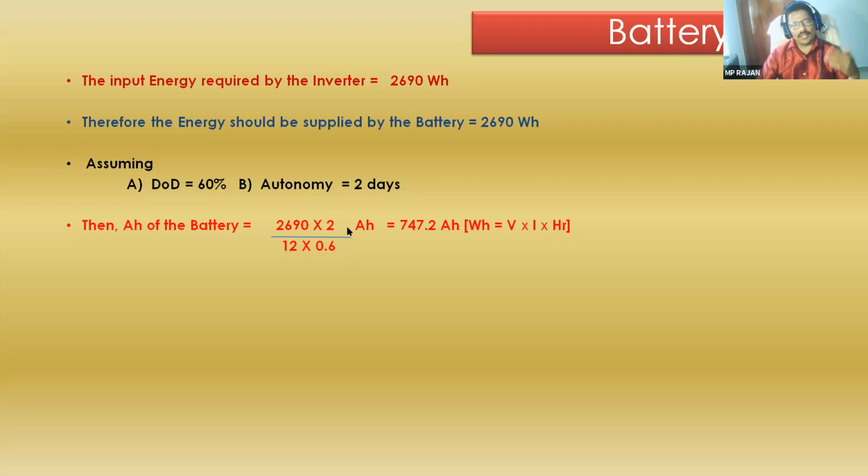That means your value will be increased. If it is 100%, then there is no factor for this. Your ampere hour capacity will be reduced. Okay, now 747.2 or 748 Ah is the requirement.